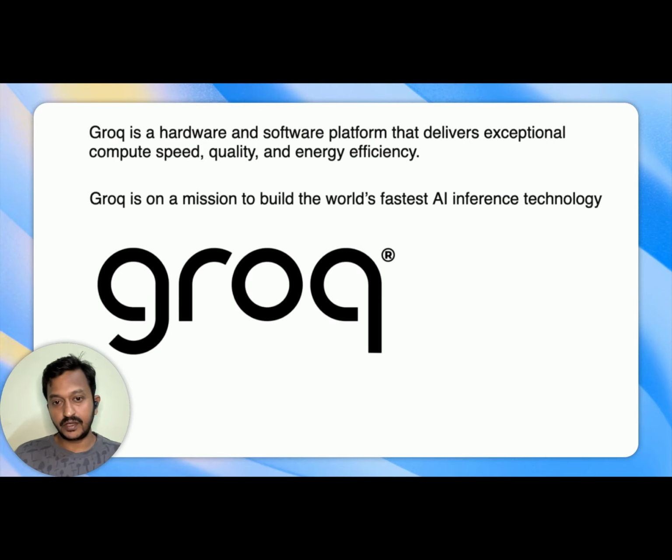So we are also using Groq in our tutorial while building our multi-AI agent system. So let's understand what is Groq. Okay, so Groq is a hardware and software platform that delivers exceptional compute speed, quality, and energy efficiency. So, what is the mission of Groq? It's to build the world's fastest AI inference technology. So, what is AI inference, right?